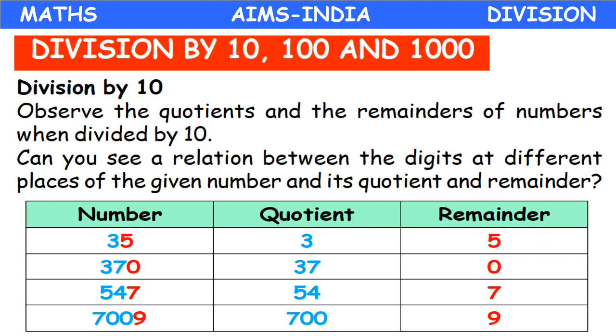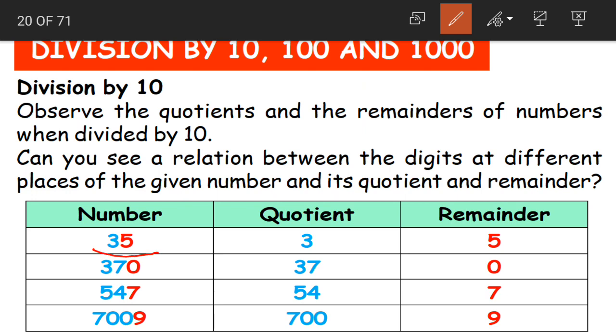by 10. Now if you look at the first number 35, when divided by 10, 3 is the quotient, 5 is the remainder. Okay, and 370 when divided by 10, 37 is the quotient and 0 is the remainder. When we divide 547 by 10, 54 is the quotient, 7 is the remainder. And when we divide 7009 by 10, 700 is the quotient and 9 is the remainder. What are we observing? What pattern is followed here?